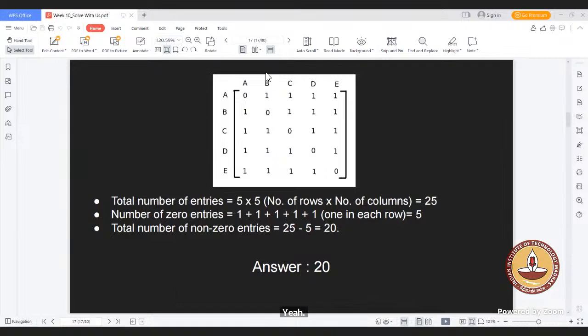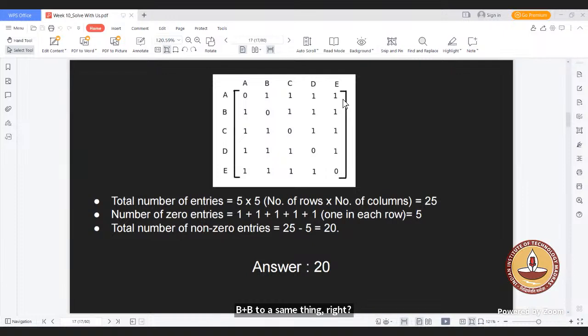Sir, even in our Max tutorial, in one of the videos, it was mentioned that for undirected it is n into n minus 1 by 2, and for directed it is n into n minus 1. For directed, it will be n into n minus 1, and for undirected, it will be n into n minus 1 by 2, because A to B and B to A are the same thing, right?